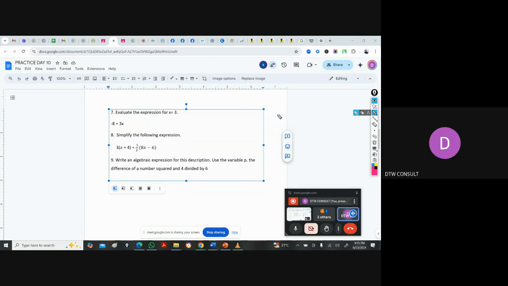Good job, everyone. So here, this is x equal to 3. So you put it in here. That'll be negative 8 plus 3 in parentheses 3. So that's negative 8 plus 3 times 3, which is 9. And negative 8 plus 9, we subtract and take the sign of the bigger number, which is positive. So that's a positive 1.